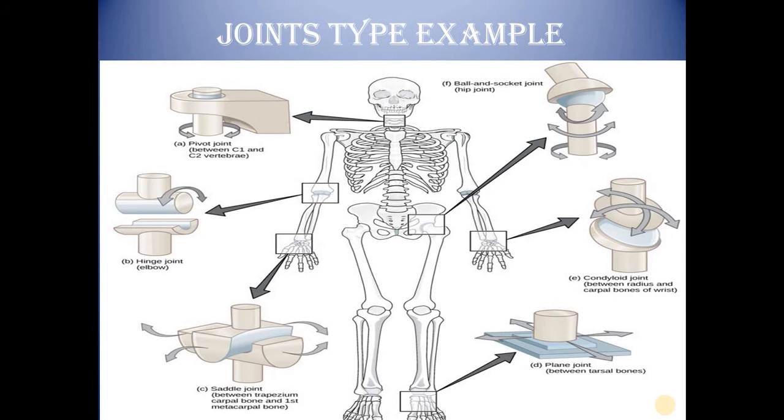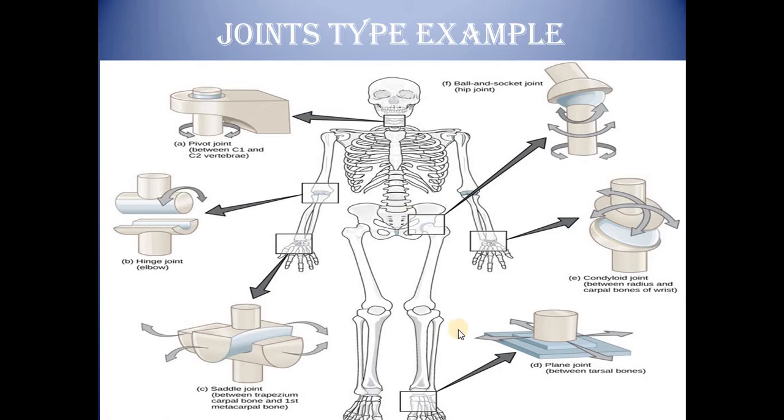These are joints type examples. As I told you, there are 6 types of joints. First is a pivot joint between the C1 and C2 vertebrae. It is found in the neck, as you can see here. Second is the hinge joint. It is found in the elbow and the knee. Third is the saddle joint between the trapezium carpal bone and the first metacarpal bone.